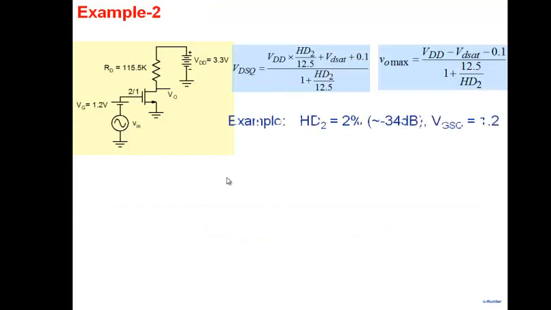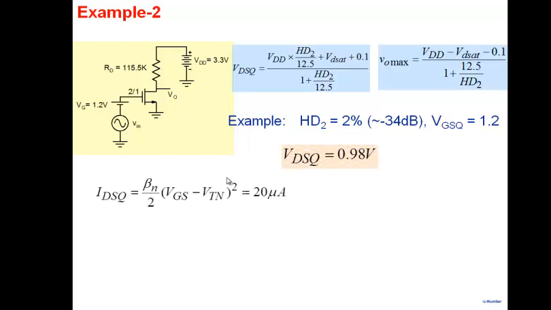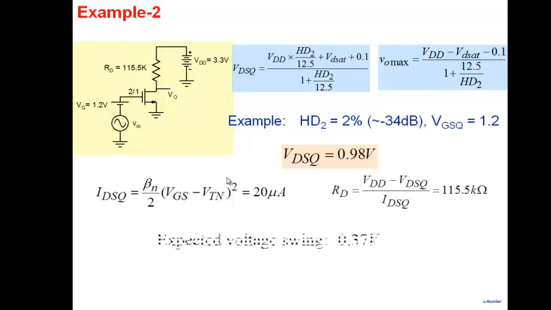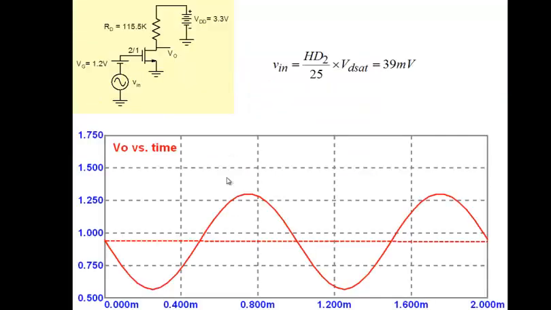Okay. So this is another design which is being done for HD2 equal to 2%. Same set of calculations here. Note that what I want to emphasize is, if HD equal to 2%, look at where the optimum biasing point is. 0.98. Very different. The swing that you will get is only 0.37. Let's simulate it again. 0.35, 0.38.